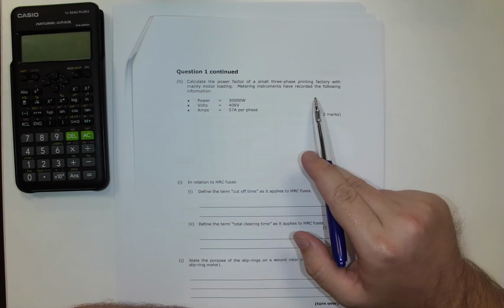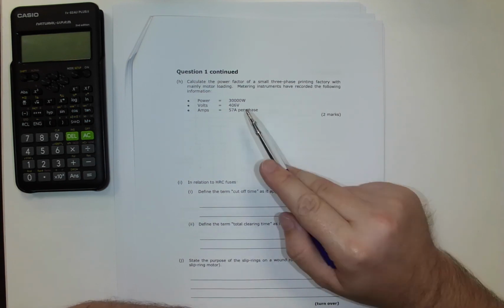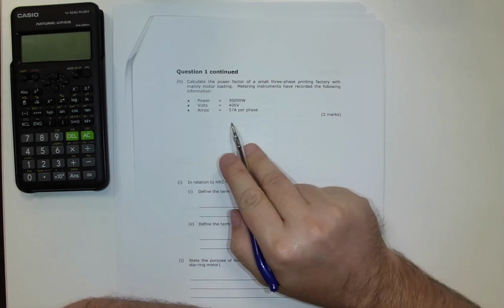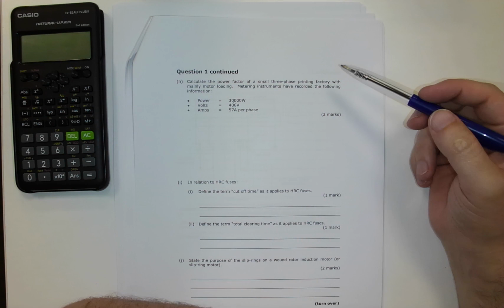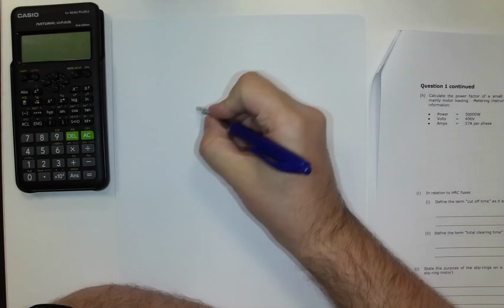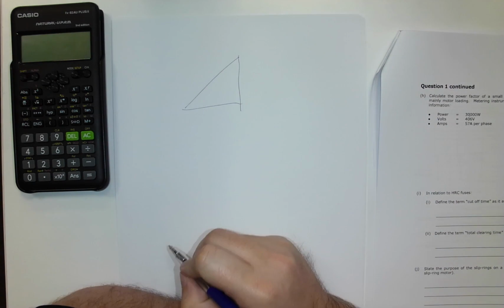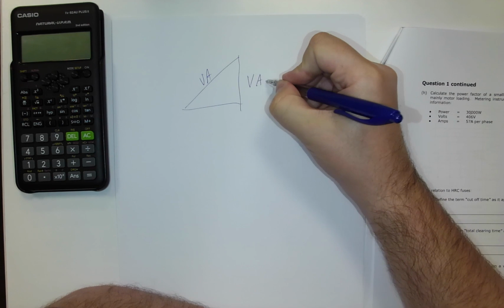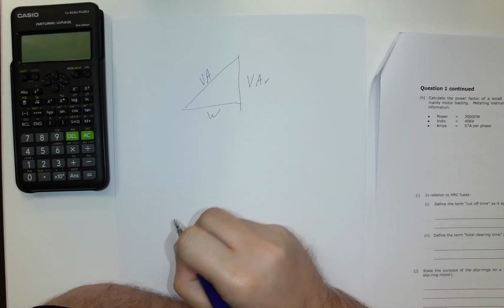Meter instruments have recorded the following information. Power, 30,000 watts or 30 kilowatts. Volts, 406 volts. Amps, 57 amps per phase. Okay, so with our power factor, we are working on a power factor triangle. So we know this is our VA, this is our VAR, and this is our watts.